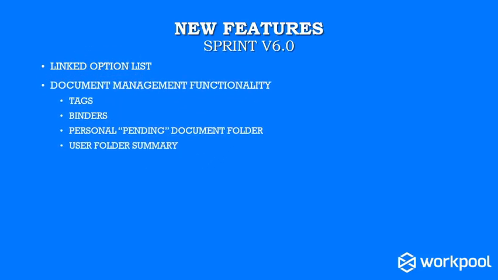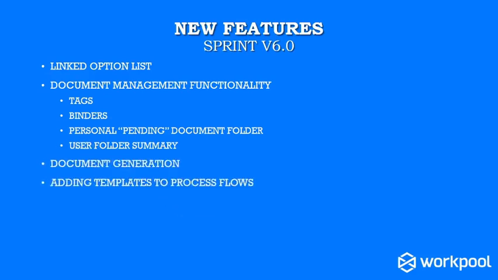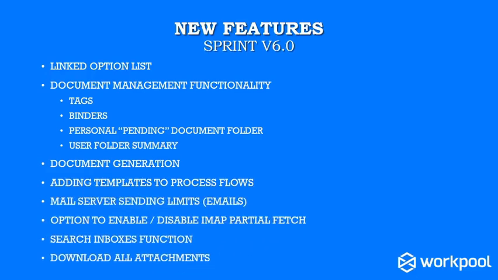In the second video, we'll cover the document management functionality, which will include tags, binders, personal document folder, and the user folder summary. In the third video, we'll cover document generation, adding templates to process flows. And in the final video, we'll cover the email options, which includes mail server sending limits, option to enable or disable the IMAP partial fetch, and search inbox function, and download all the attachments in one go.